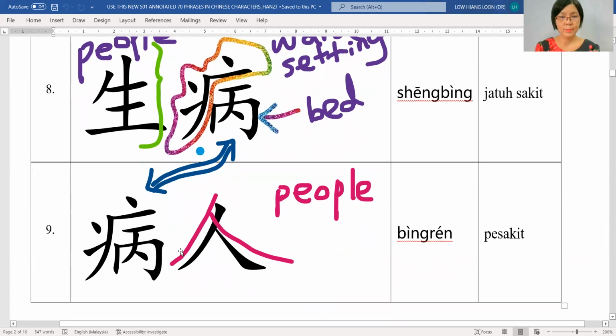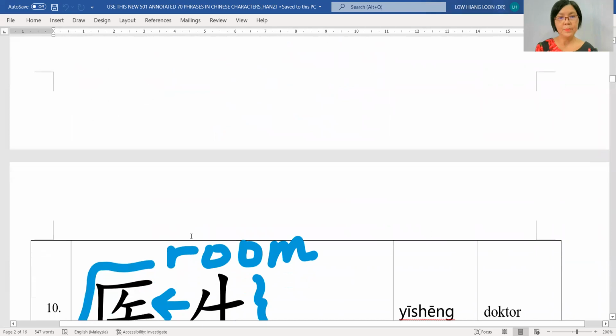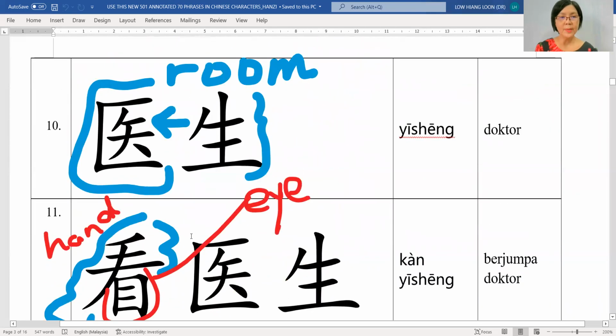Number 1. 病人, maksudnya pesakit. The word ping is the same from the Sheng Ping, and the second character is meaning as in people. So maksud dia pesakit. Sick people. Okay. 好的. Next number.